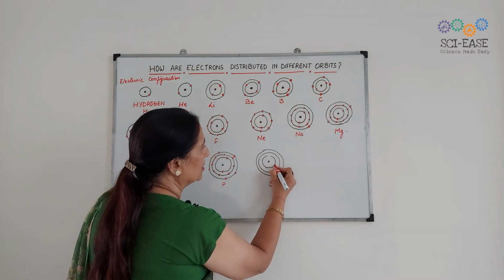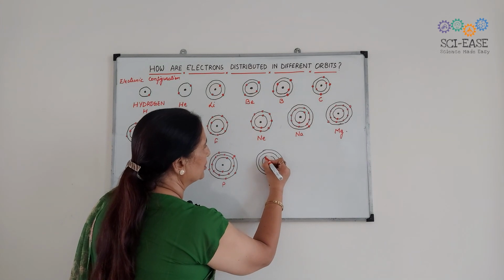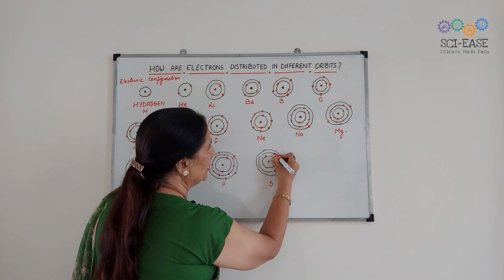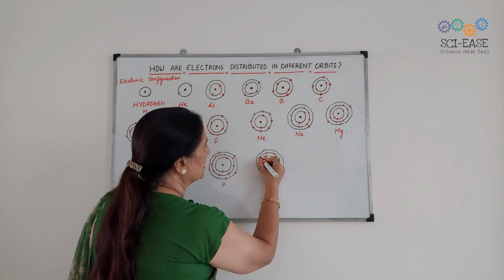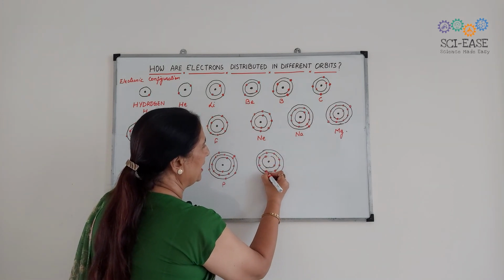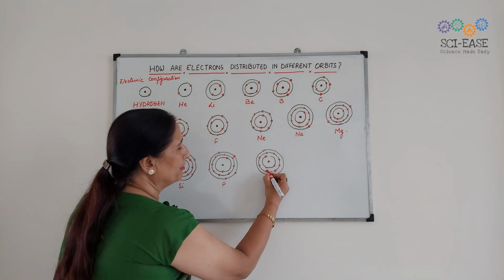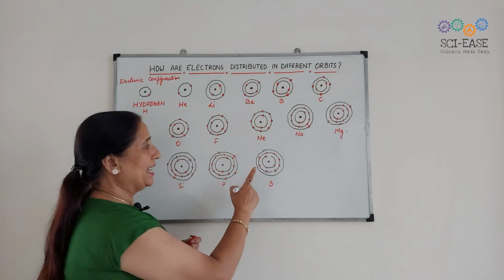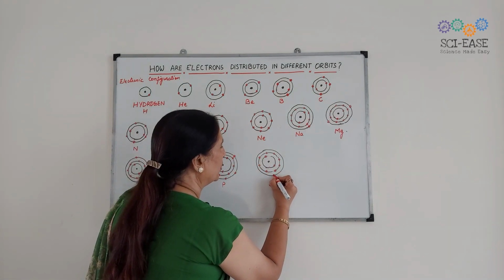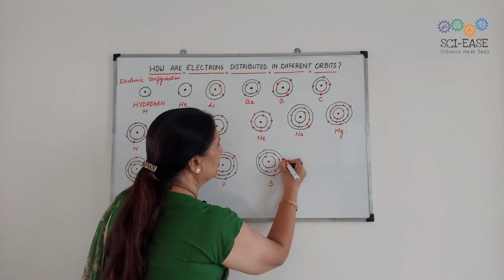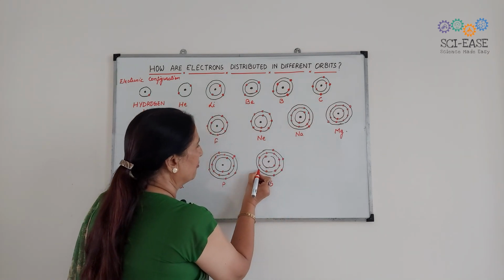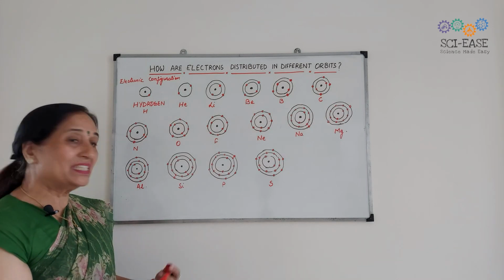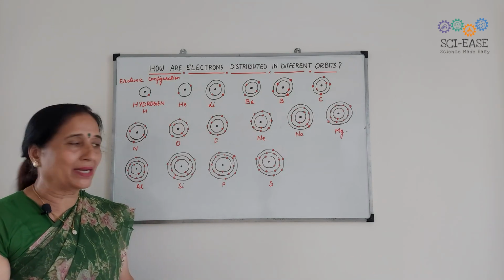How many? 1, 2, then 8. 1, 2, 3, 4, 5, 6, 7, 8. So the electronic configuration of sulfur is 2, 8, 6. 1, 2, 3, 4, 5, 6. Clear? It's so easy, but it's important.